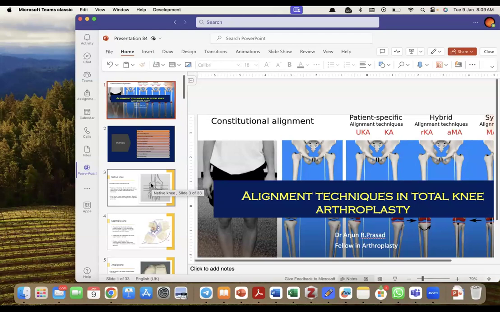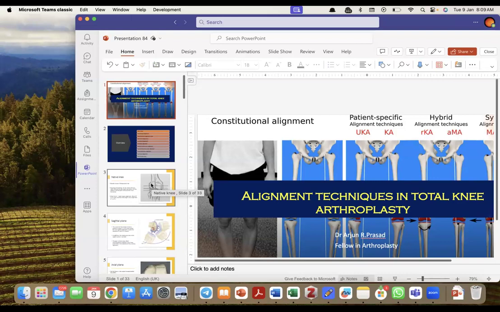The alignment is one concept, but you should not forget the other important factors when you are operating the total knee. So one is alignment, and you should not forget balancing the knee. That is very important. And getting a good patellofemoral balancing. These three things are very important. Whichever alignment concept you are following, at the end of the day, your knee should be well balanced and your patellofemoral joint should be balanced well, both in the coronal as well as in the sagittal. And that is a very important one. You have to make sure on table.